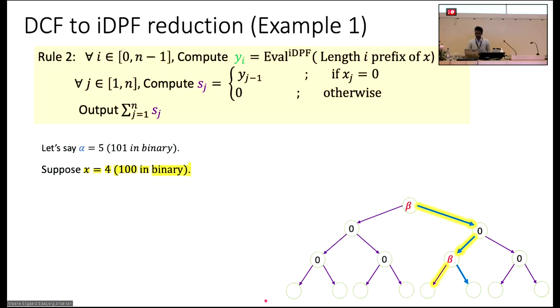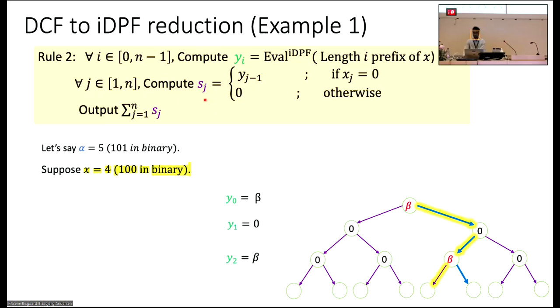So here I've shown the iDPF tree diagram where the blue line indicates alpha and the yellow highlighted line indicates x, the point where we want to evaluate at. So we go along the yellow highlighted path. At the root, we see the value is beta, so y0 becomes beta. On the second level, we see the value is 0, so we set y1 equals 0. And on the third level, we see the value is beta, so we set y2 equals beta.